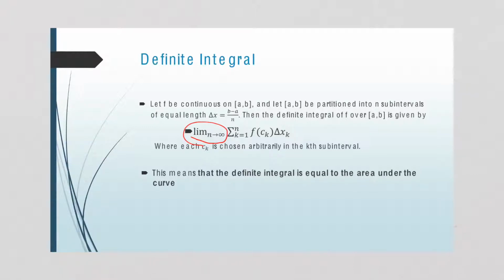Now, where each c sub k is chosen arbitrarily in the kth subinterval, that means that c sub k can change, and it changes based on: did I use a left hand, a right hand, a midpoint? What am I using when I am finding it? So this means that the definite integral is equal to the area under the curve, which is what we're trying to find.